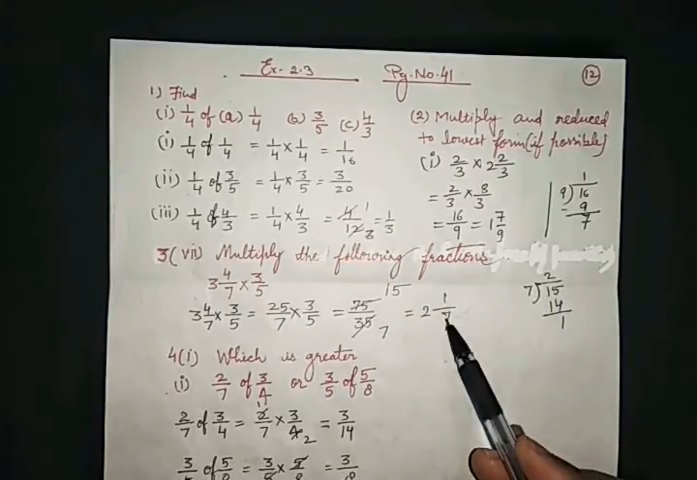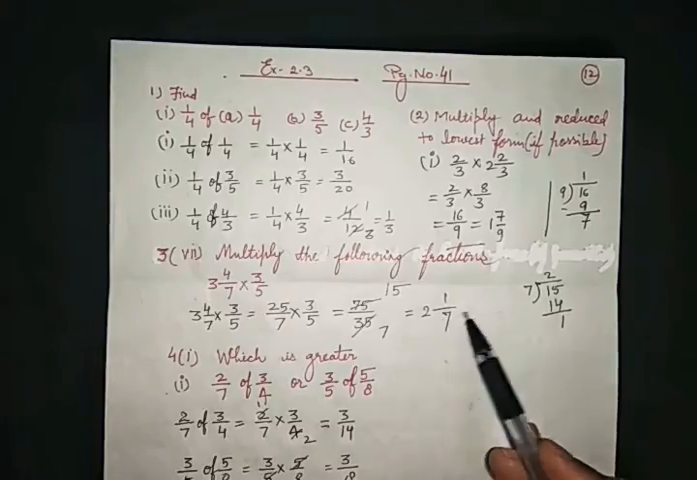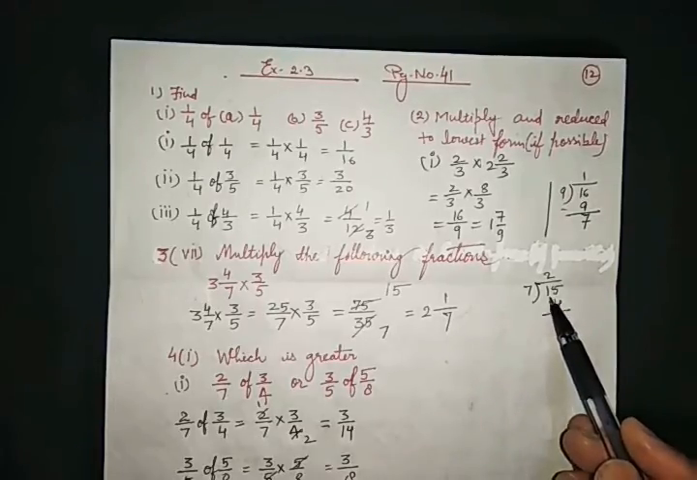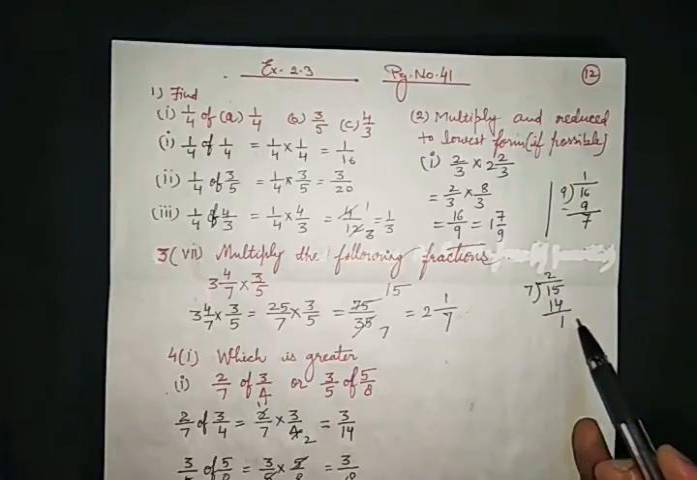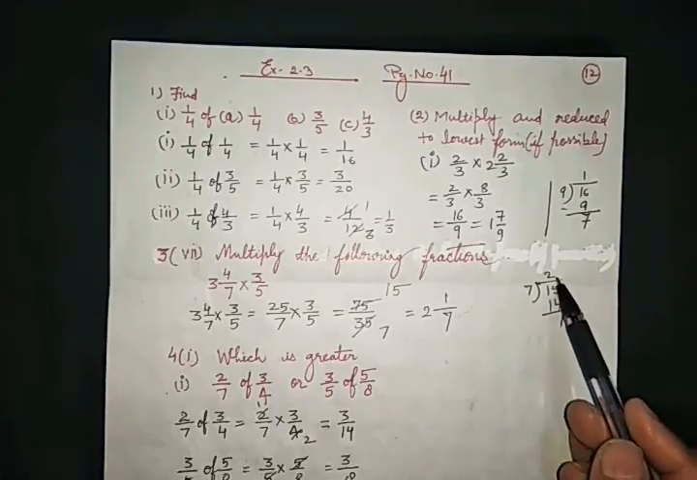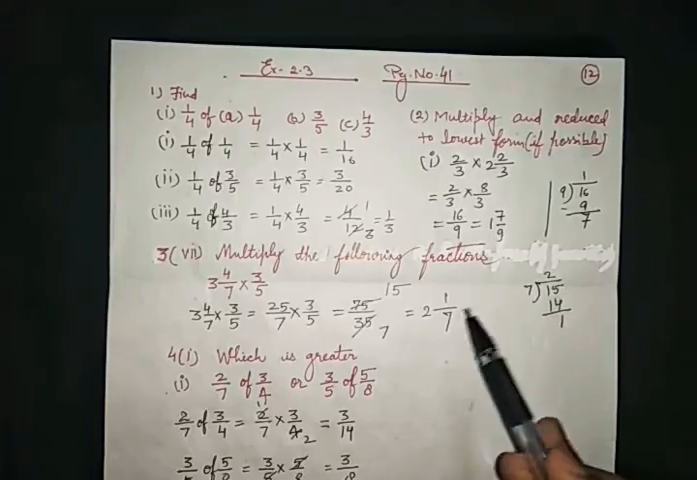We will change it into a mixed fraction. To change it into a mixed fraction, we divide 15 by 7. 7 2s are 14. 15 minus 14, 1. The fraction is 2 whole 1 upon 7.